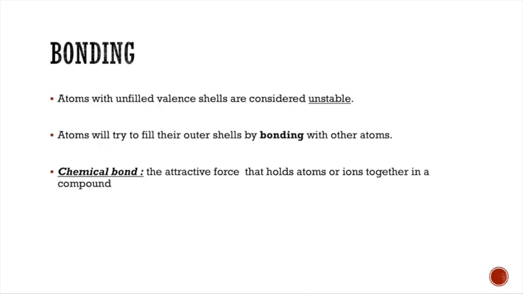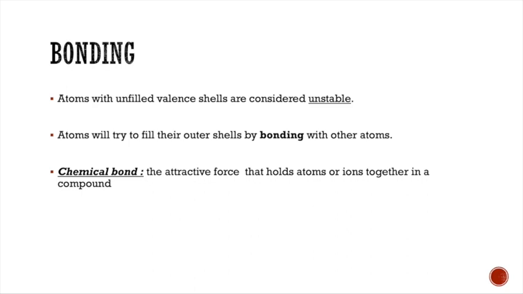Bonding. Atoms are unstable when they don't have that full octet. We'll get into what an octet is in the next few slides, but atoms with an unfilled valence shell are considered unstable. The valence shell, again, you guys should know, is the outermost shell of an atom. Atoms will try to fill that outer shell by bonding with other atoms. This is why they're so unstable. They want to bond so badly that they can be reactive. So the atoms try to fill their octet by bonding with other atoms.